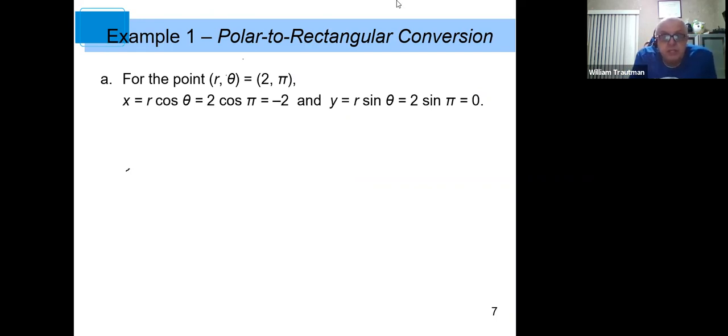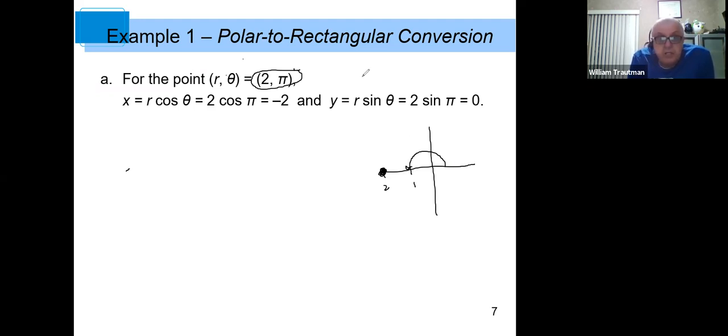Polar to rectangular. So we want to change these to rectangular coordinates. Here's our polar equivalent. I mean, we could draw the picture of this. The angle is pi, which is all the way around. And then we go to 2. So it should be a dot right there.